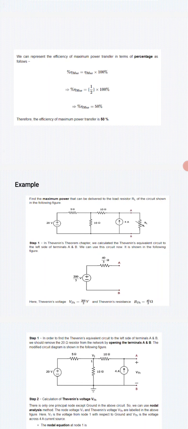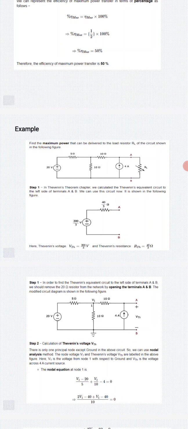For example, you can easily understand how to calculate the maximum power transfer. We can take the diagram. It consists of a 12 ohm, 20 volt source followed by 5 ohms, 10 ohms, 10 ohms and one current source, with a load resistance. Step 1, from the Thevenin theorem chapter, we calculated the Thevenin equivalent circuit to the left hand side of the AB terminal.